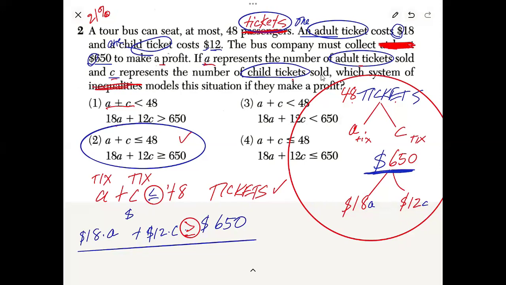Remember, always find the unit of measurement, and they have to match. So the tickets go together to get the total tickets, and the dollars have to go together to get the total of 650. I hope this is helpful. The more questions you do, the more you will see that this is basically what you're doing. Find the units of measurement, find out what things can go together, and find out how to cobble those things together to get your system of equations, and then you can solve it.